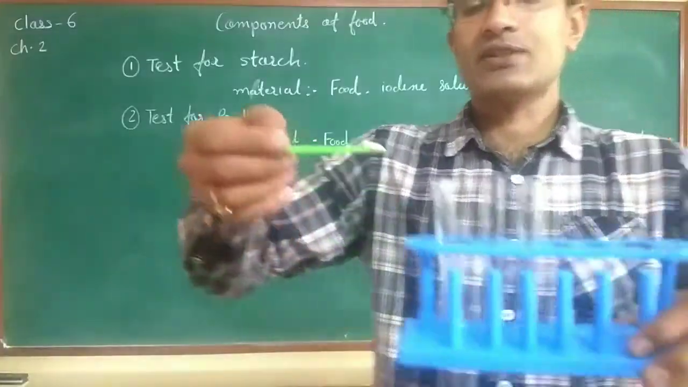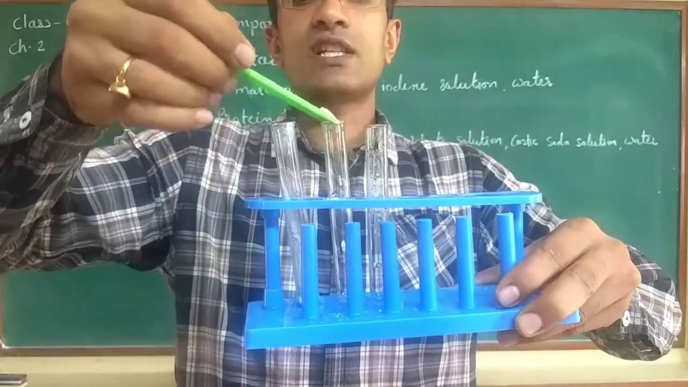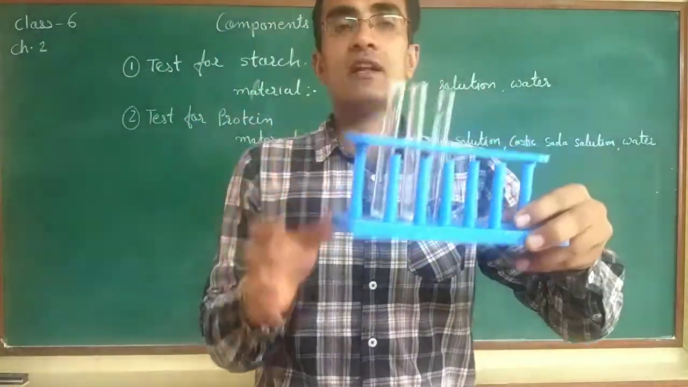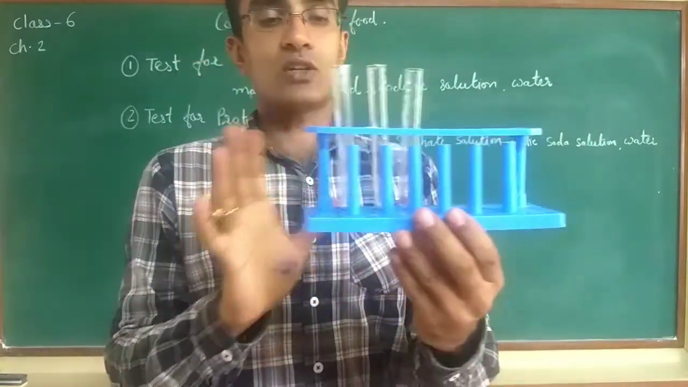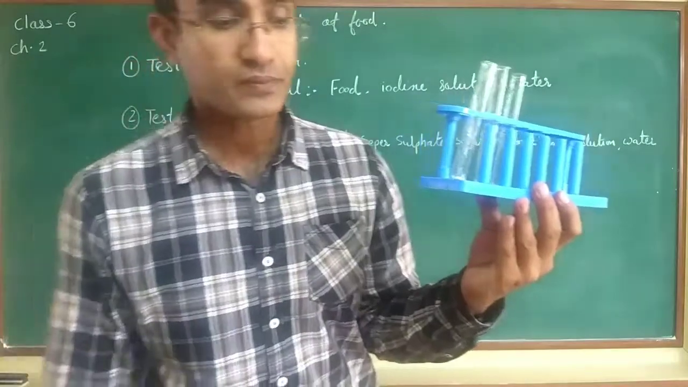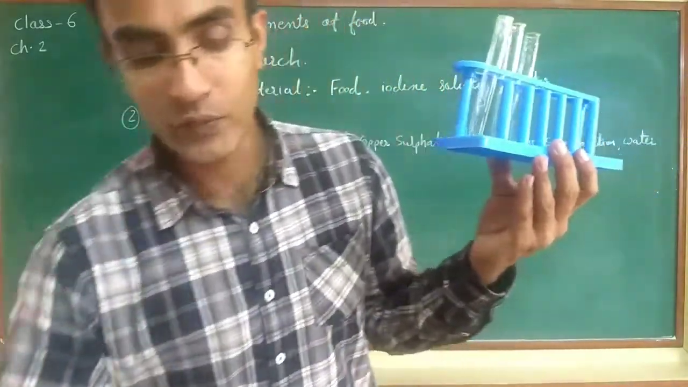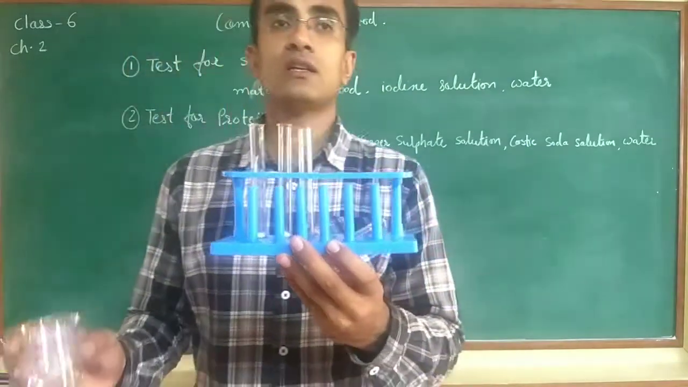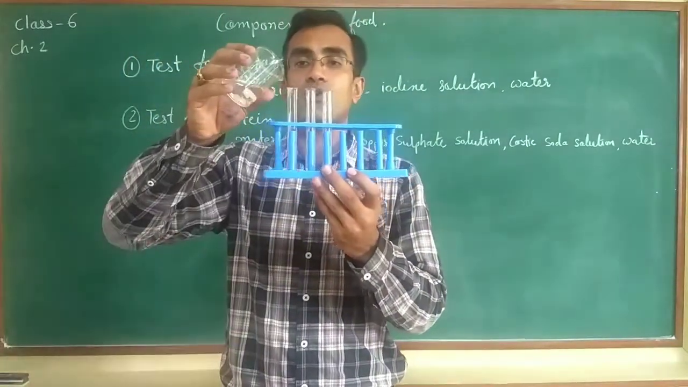In the second test tube I'll take chickpea flour or gram flour, and the third one I will keep as a control. I will not add any material in that. Now we have to add an equal amount of water, so we will add an equal amount of water into each.